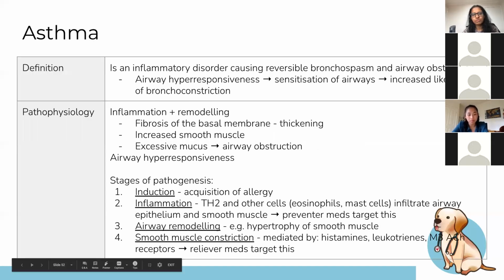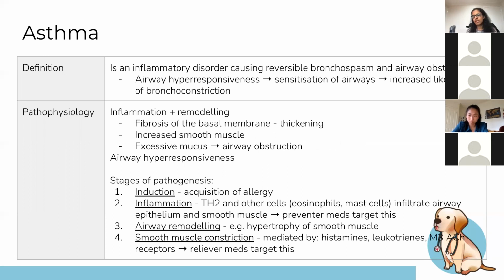So we'll start off with asthma, which is probably one of the biggest ones that you're going to be covering this year. It's also an ICL topic, so it is pretty big. You do have to know a lot about it, especially about its pharmacology, like especially about how to manage asthma. That's a really big thing.